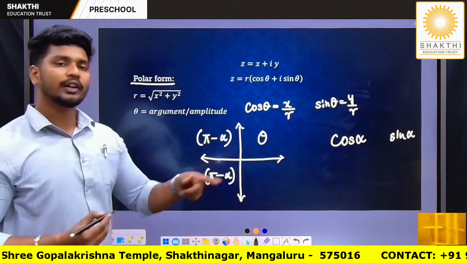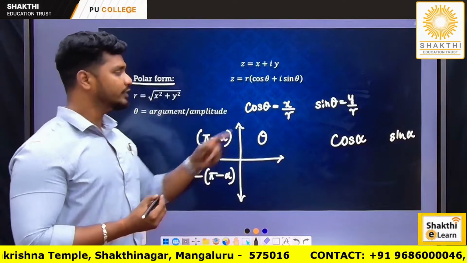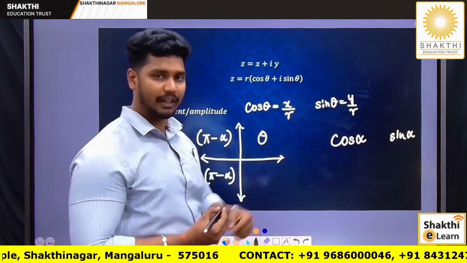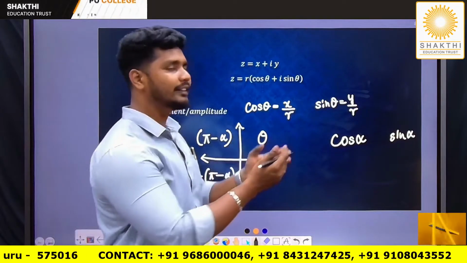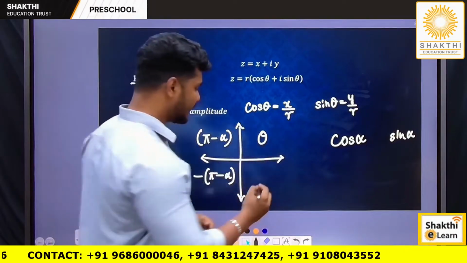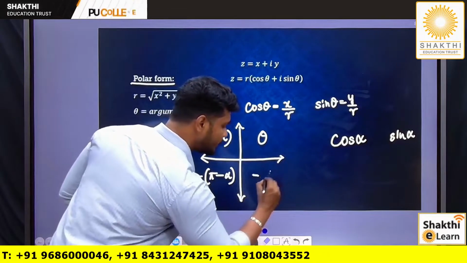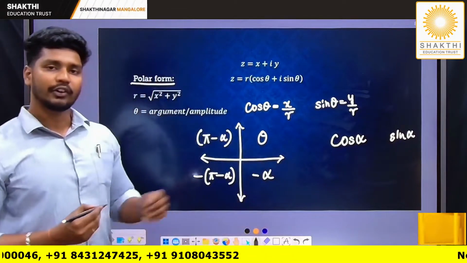In the fourth quadrant, I'll have cos theta as positive and sin theta as negative. At that time, you'll ignore the signs once again. You're comparing cos alpha and sin alpha, and you'll get the value of alpha. That directly gives negative alpha as the value of theta.